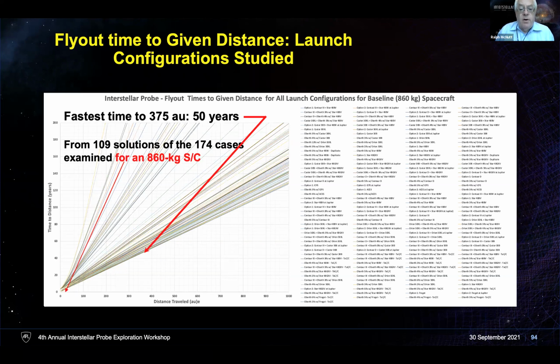And this just shows a blow up going out to much larger distances and larger times. And basically with this simple analysis, the fastest case here was getting to about 375 AU after about 50 years of flight. What's plotted here are the 109 solutions out of the 174 cases we examined for an 860 kilogram spacecraft. We also looked at spacecraft masses slightly above that and all the way down to 200 kilograms. And qualitatively, these are all the same. Next, please.